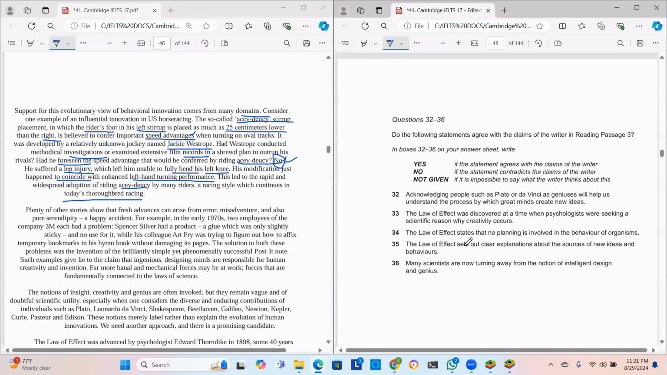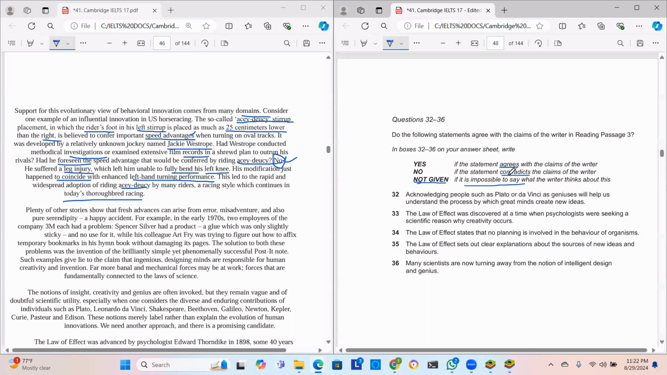Okay, so I want to tell you guys, whenever the answer is C, the statement agrees with the claims of the writer. Whenever the statement given here is agreeing with the passage, it is yes. When it is not agreeing, meaning it contradicts, meaning it is opposite in meaning, then it is no. If it is impossible to say what the writer thinks, then it is not given. There is a very slight difference between no and not given. Should be easy to understand.